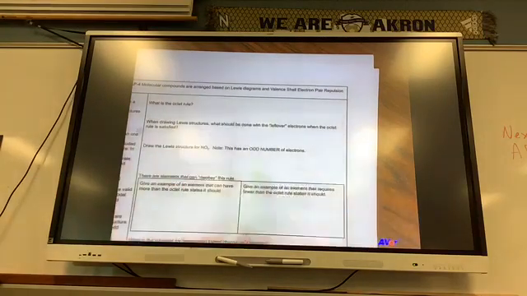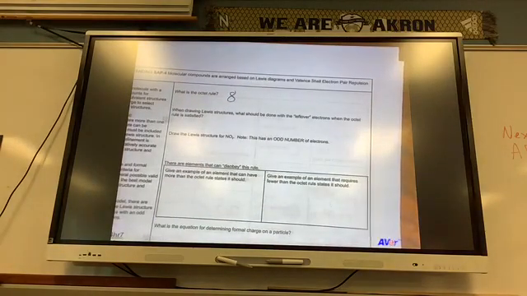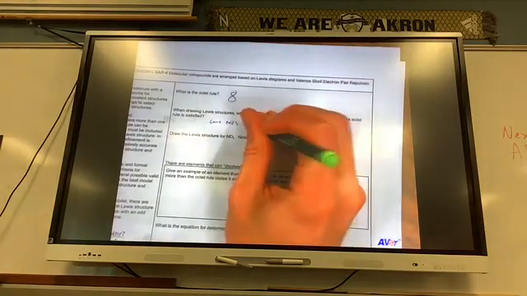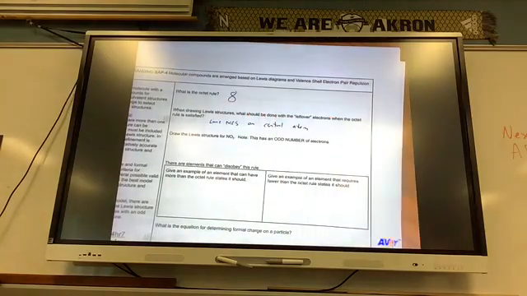This flows better. What is the octet rule? Yep, good answer: 8. When drawing Lewis structures, what should be done with the leftover electrons when the octet rule is satisfied? Lone pairs where? Yeah, lone pairs on the central atom, if possible. If not, what am I probably going to do? Probably double or triple bonds, right?